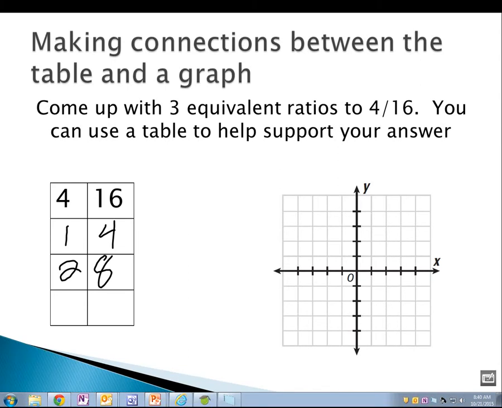You don't know? Okay, that's all right. Abby? 1 and 2, that is not an equivalent ratio because that would be not dividing both. Okay?